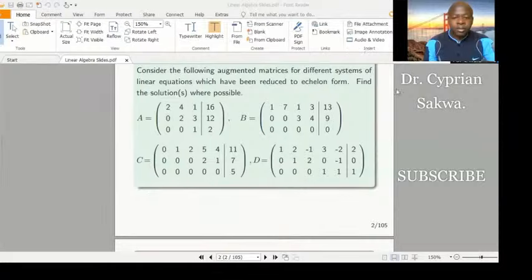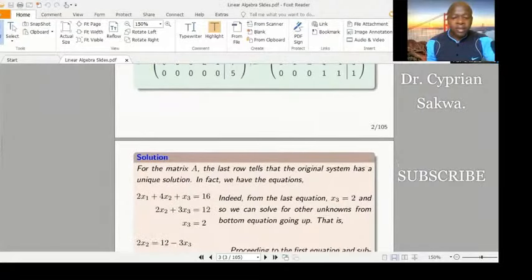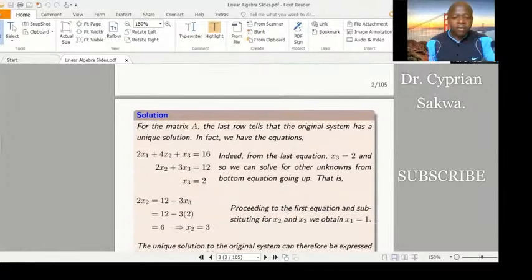So let's see what I said about the system for this matrix A. I said that for matrix A, the last row tells that the original system has a unique solution, in other words, one solution. Just as I've done before, we can extract the equations, and this is what we have. When I solve from the bottom, x3 is 2. Going up to this equation, we make x2 the subject and substitute x3. So x2 equals 12 minus 3x3. But x3 is 2, so 2x2 will be equal to 6, or x2 is 3.